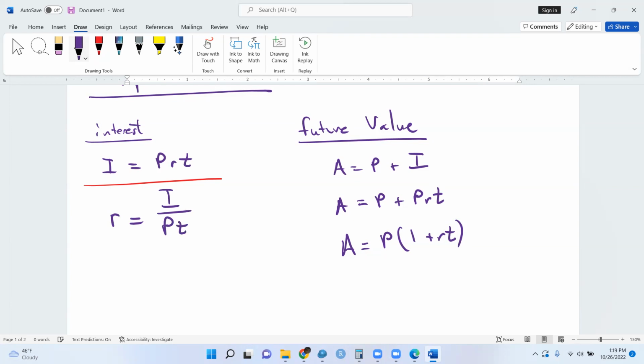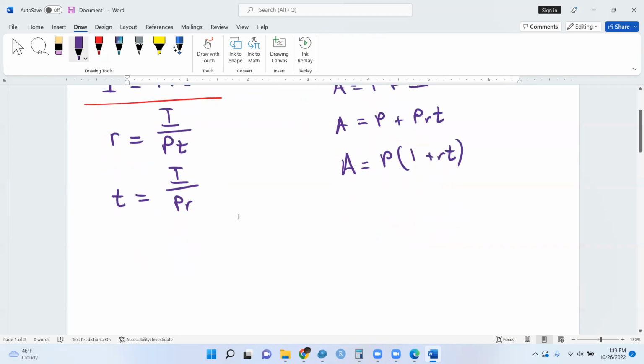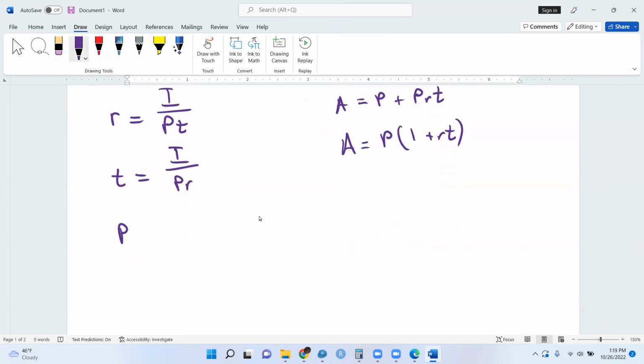The rate is equal to interest divided by principal times time. Likewise, time is equal to interest divided by principal times rate. And then what's the last one we need? Oh, the principal, the less common one, is equal to the interest divided by the rate times the time.